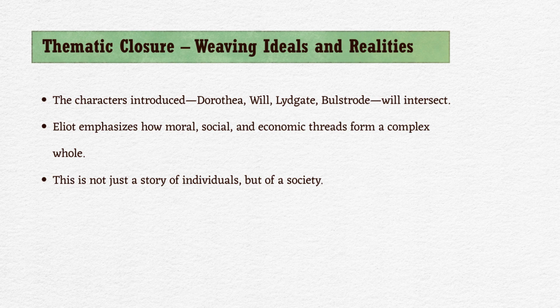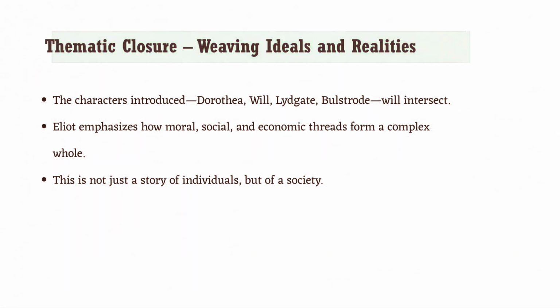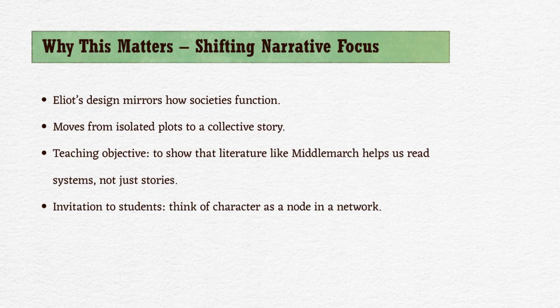This is the philosophical core of Middlemarch, that moral life is communal, and that history is not shaped by grand battles, but by the slow frictional rubbing of ordinary lives against one another. So, why have I walked you through these characters and this chapter structure in such detail? Because Eliot isn't just telling us about Dorothea or Lydgate, she's training us to think relationally.